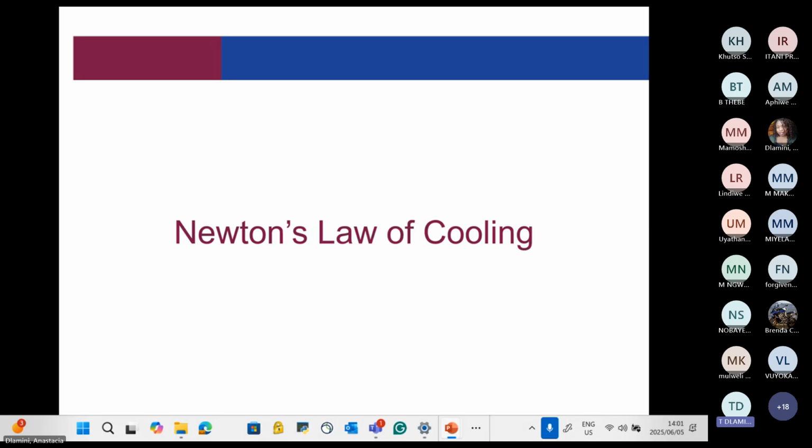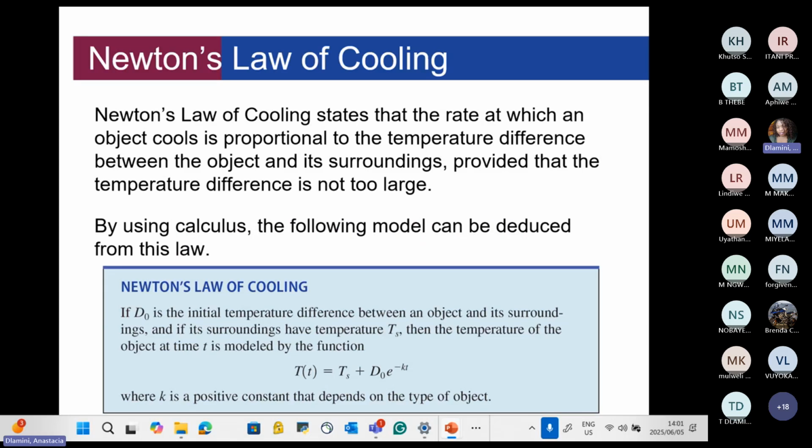Now there's Newton's cooling law. What do you think cooling means? Decrease of temperature. Newton's law of cooling states that the rate at which an object cools is proportional to the temperature difference between the object and its surroundings, provided that the temperature difference is not too large.